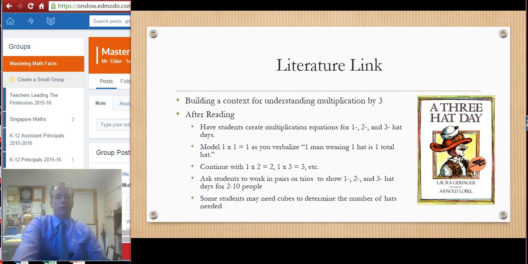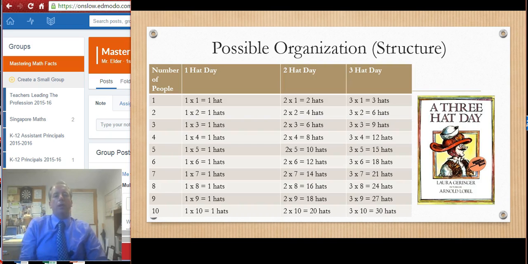And that would be perfectly fine. So I made a chart that might give us the structure. Kids could certainly organize this however it made sense to them, and I hope I've got this right here for us. But my thought was if we looked at the number of people, that would be down the left-hand column there, and then is it a 1 hat day, a 2 hat day, or a 3 hat day?